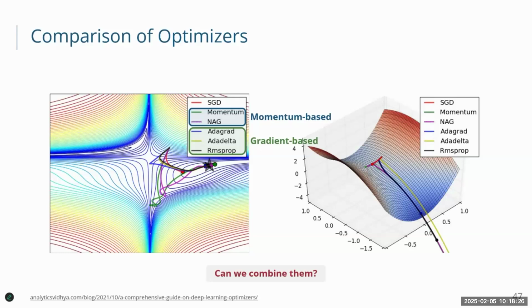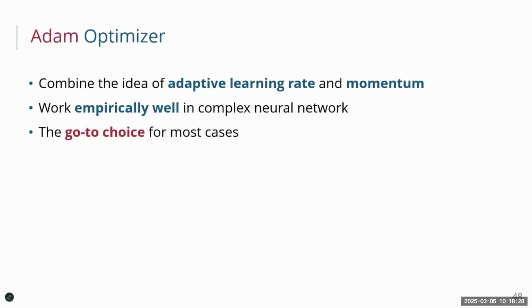But the optimal way nowadays, people usually just use this Adam optimizer. But anyway, we just talk about how it works. The Adam optimizer is typically the go-to choice for most cases. Nowadays, if you look at whatever model, usually at some point you will see this optimizer being used. But basically, it's just combining the idea of adaptive learning rate and momentum, the things we talked about together. And it works empirically well in complex neural networks.